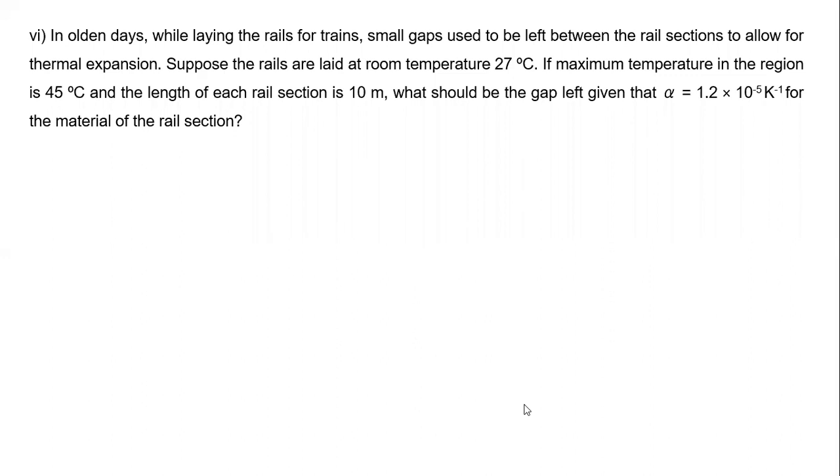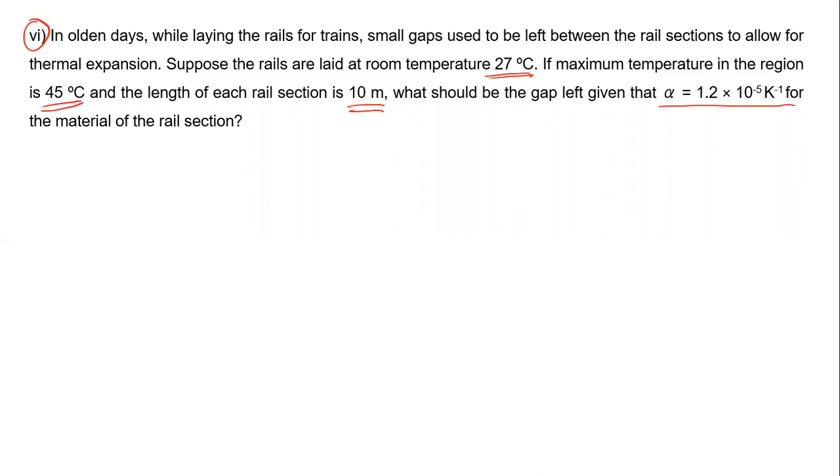This is question number 6. In olden days, while laying the rail for trains, small gaps were left between two rail sections to allow for thermal expansion. Suppose the rails are laid at room temperature 27 degrees Celsius. If the maximum temperature in the region is 45 degrees Celsius and the length of each rail section is 10 meter, what gap should be given? And the linear expansion coefficient is given here.